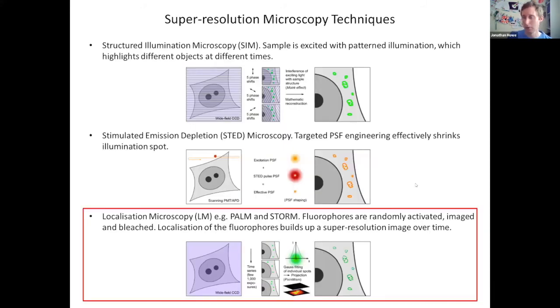Okay, so the final type of super-res technique that I'm going to talk about today is called localization microscopy, sometimes called single molecule localization microscopy. Localization microscopy actually comprises many techniques, all with their own acronyms. It's quite confusing. But the original techniques that came under this umbrella term were PALM and STORM, and latter techniques are sort of derivatives of that. So I'm going to talk about PALM and STORM mainly today.